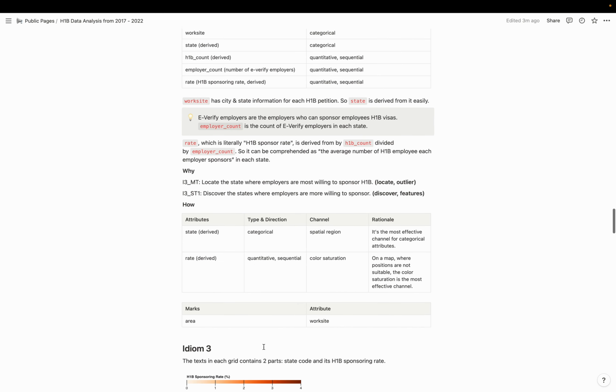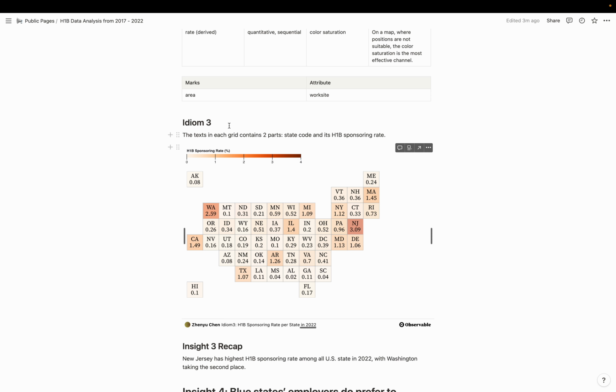And here is the third idiom. This is a grid map indicating the H1B sponsoring rates of each state in the United States. And here is a legend. Because H1B sponsoring rate is a quantitative attribute, I visualized it using the color saturation channel.